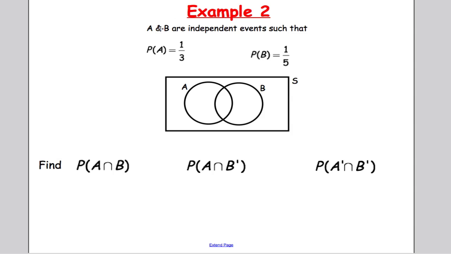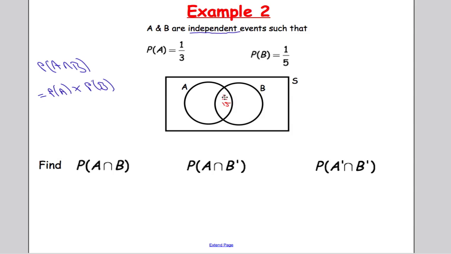So suppose we've got two events, A and B. They're independent, and I'm told the probability of A is a third and the probability of B is 1/5, and we're asked to find these probabilities. Well, because they're independent, I know that the probability of A intersection B will equal the probability of A multiplied by the probability of B. So if I want this intersection, I simply multiply the probabilities together. 1/3 times 1/5 is 1/15.